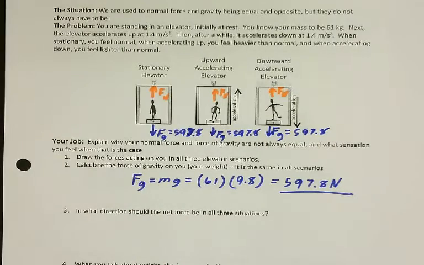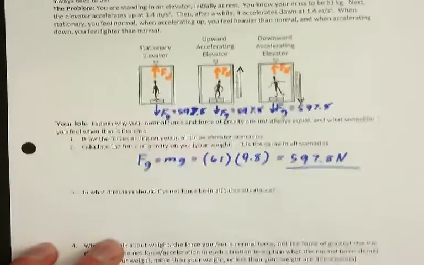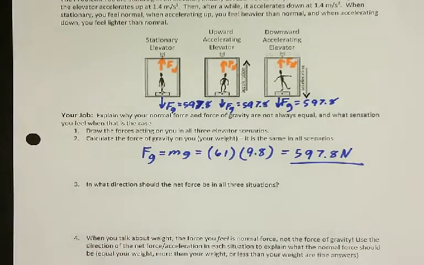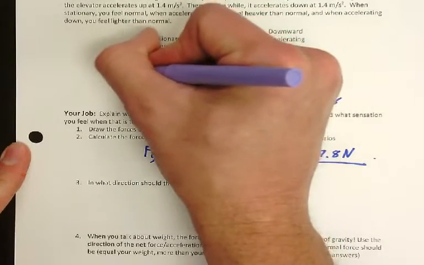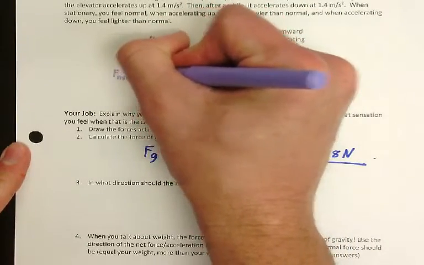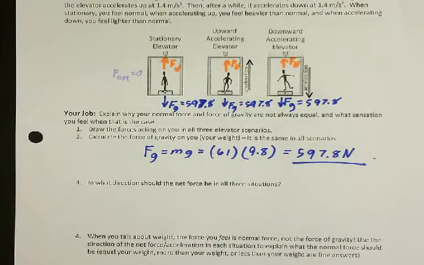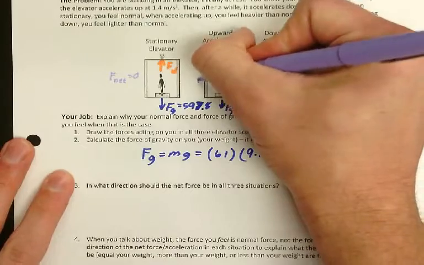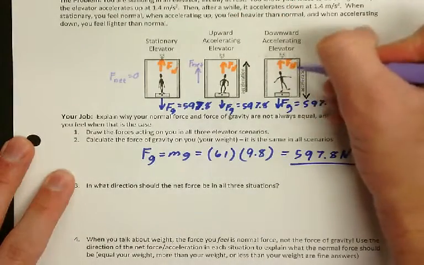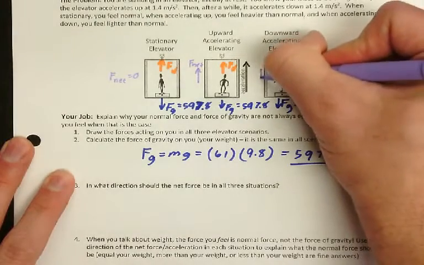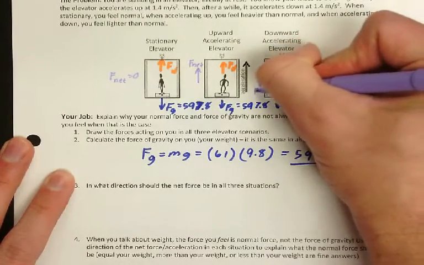So, in what direction should the net force be in these situations? The net force is always in the direction of the acceleration. So, the acceleration is 0 in the first scenario, which means the net force is 0 in the first scenario. Okay, the acceleration is up in the second scenario, so the net force should be up. And the acceleration is down in the third scenario, so the net force should be down.